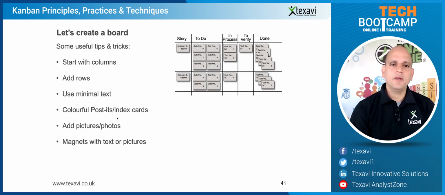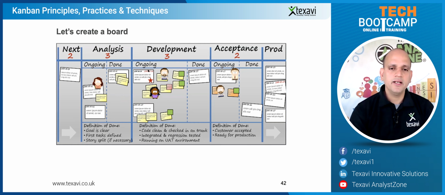And then voila. Once you have got that, it's easy to track and manage. You can see that this is analysis, development, acceptance, production, and within this you can have ongoing or done. You can have work in progress, completed, deployed, each of these. You can still have further things, and you can use pictures, images, photos. These are the index cards I was talking about. And here, these are the post-its, magnets, anything, all of these could be done.